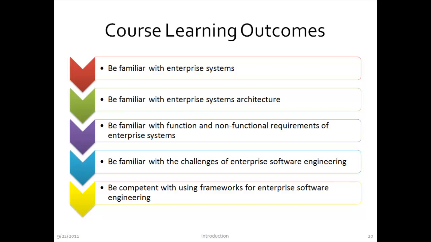Finally, since you're all engineers and you should be very competent in thinking systematically, we expect you to be able to apply the frameworks in this course in a competent manner. Which leads us to the final learning outcome. Be competent with using frameworks for enterprise software engineering. We expect you to be able to systematically figure out how to engineer an enterprise system through the use of the frameworks taught in this class. Finally, note that the above are the learning outcomes for the course. The learning outcomes from this lecture come next.